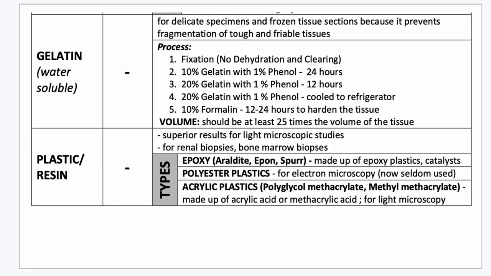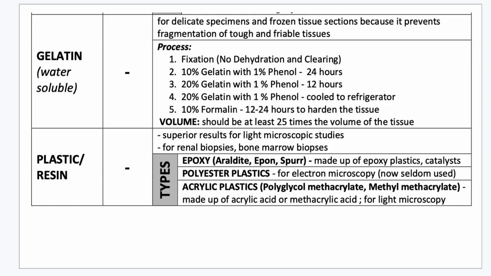Okay, next is your gelatin impregnation. So gelatin is water soluble. This is for delicate specimens na, and frozen tissues because it prevents fragmentation of tough and friable tissues. Okay, so the process would be to fix, no dehydration and clearing, 10% gelatin with 1% phenol 24 hours, 20% gelatin with 1% phenol for 12 hours, 20% gelatin with 1% phenol cooled to refrigerator, 10% formalin, 12 to 24 hours to harden the tissue. Volume should at least be 25 times the volume of the tissue.